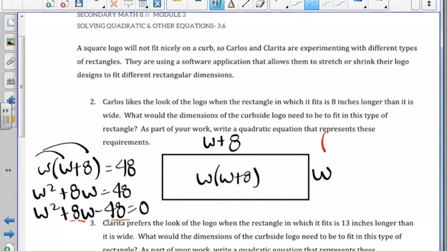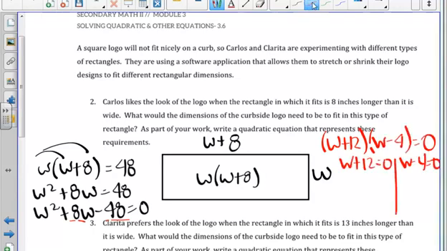Therefore, we can factor this quadratic into W plus 12 times the quantity W minus 4 equals 0. We can set each of these factors equal to 0 to solve. When we solve, we will get lengths of -12 and 4.